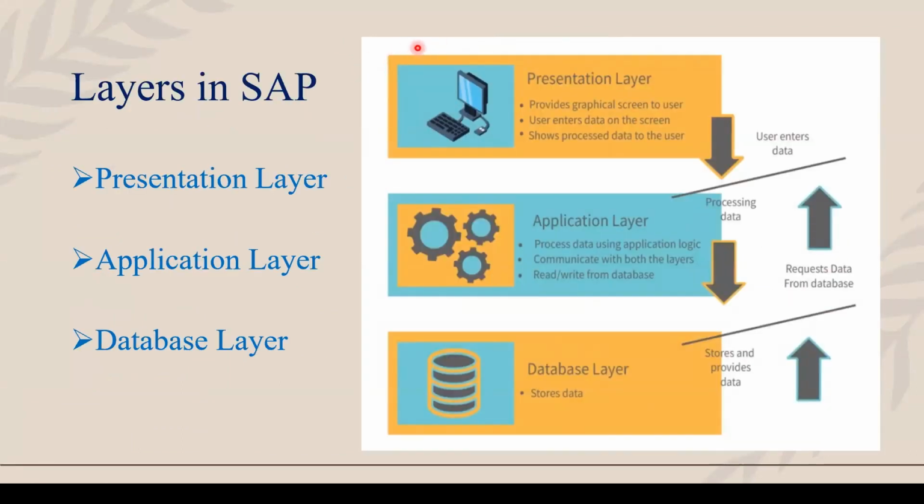So let's consider an example with a combination of these three layers. Consider an end user who wants to store some data into the SAP database. He enters the data through the presentation layer and it passes to the application layer, where the application layer processes the data and sends it to the database layer to store the data. In a similar way, whenever the user wants to retrieve data based on his selection criteria, again it goes to the application layer, which processes the request, fetches the data from the database layer, and gives it as output to the user in the presentation layer. This is how it works in SAP.